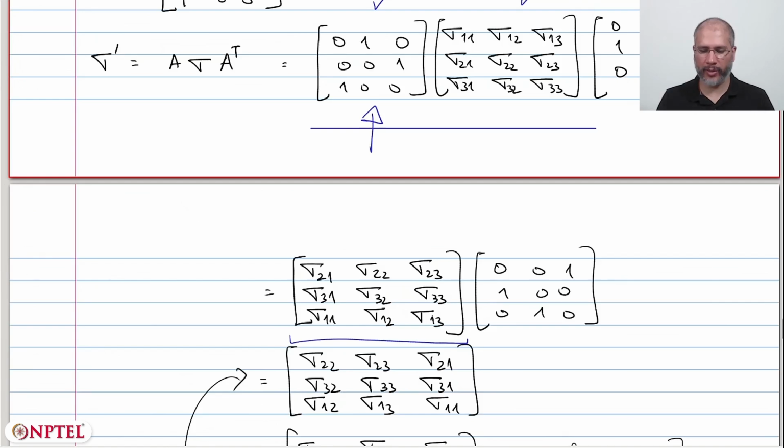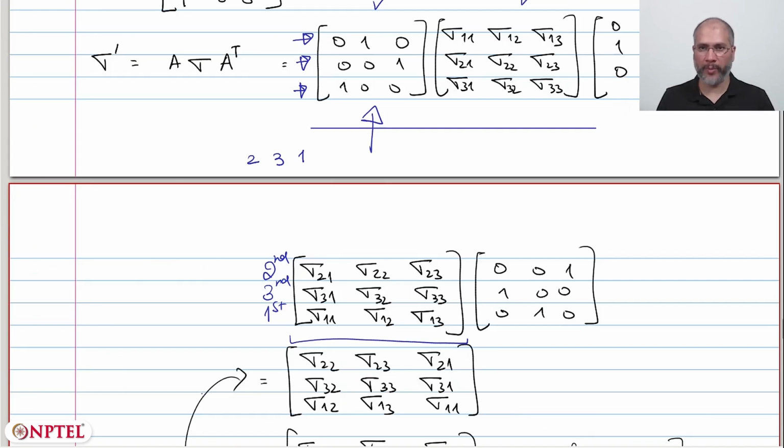So if you look at the order, we have 1 appearing at the second location, so I'll write a 2 here. Then we have 1 appearing at the third location, so I'll write a 3 here. And then we have a 1 appearing at the first location. So the order is 2, 3, 1. So now what we see is that the second row of sigma comes first, then we have the third row, and then we have the first row.